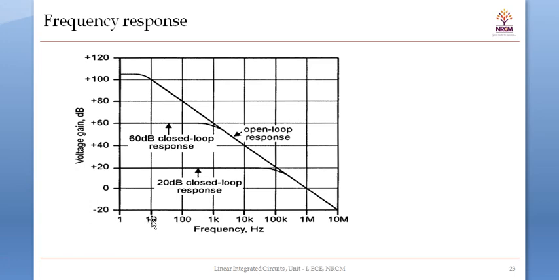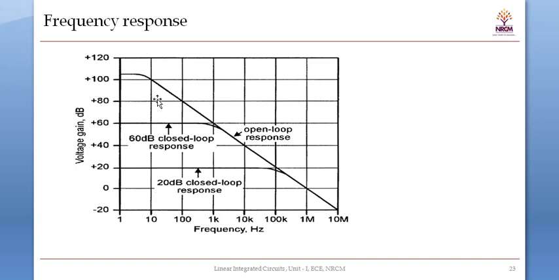So this is the open loop response, and these two are closed loop responses. Here the open loop response as well as the closed loop response both are going to decrease after the cutoff frequency. Cutoff frequency means the frequency at which the gain is going to attain 70.7% of its maximum value. So the maximum value is this one. When the gain reaches 70.7% of the maximum value, then that frequency is the cutoff frequency.